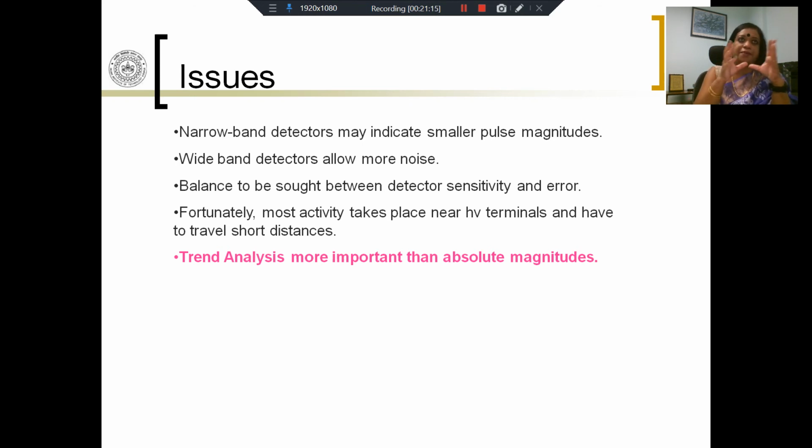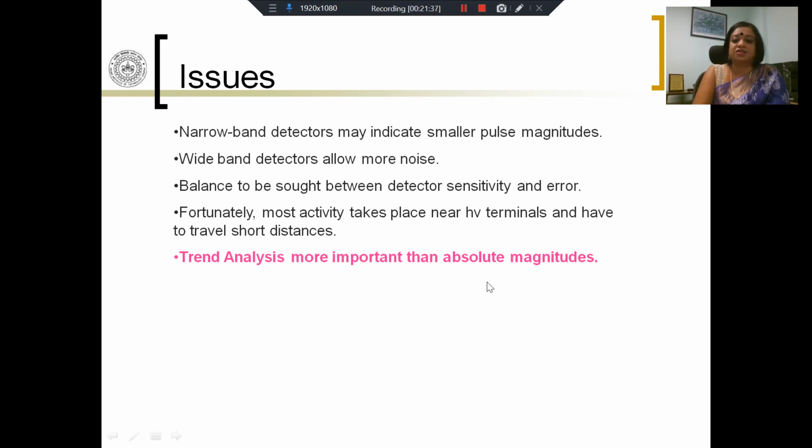One thing is there, most of the activity takes place near the high voltage terminals, and therefore if you are able to take the measurement output near the high voltage terminal, the likelihood is that the PD pulse will have to travel shorter distances, and therefore it will be attenuated less, there will be less dispersion, and you are more likely to get an accurate signal. Number one.